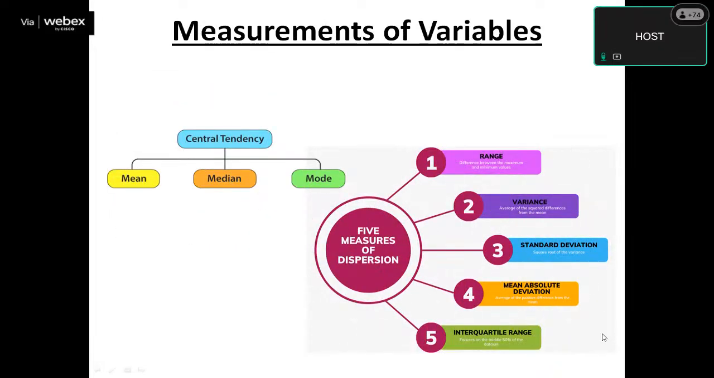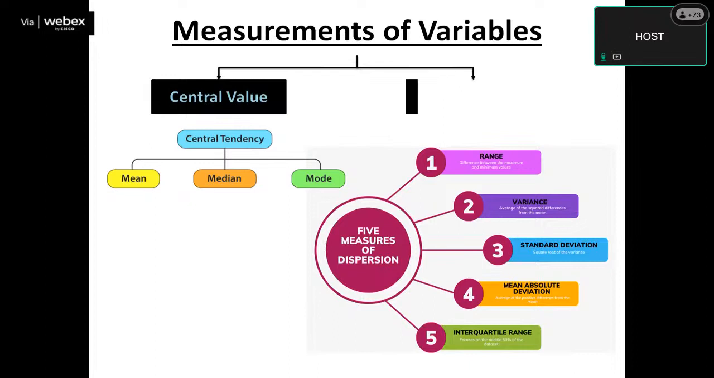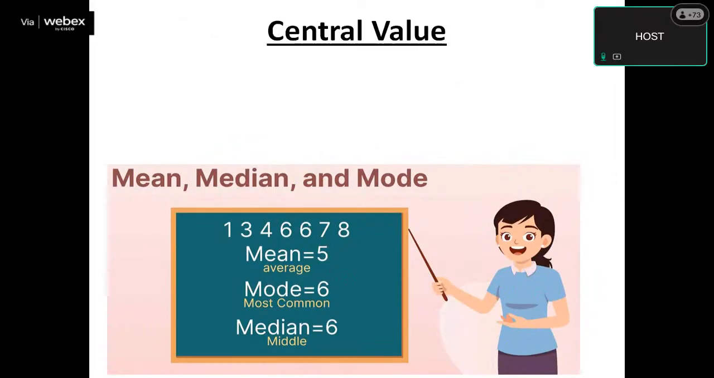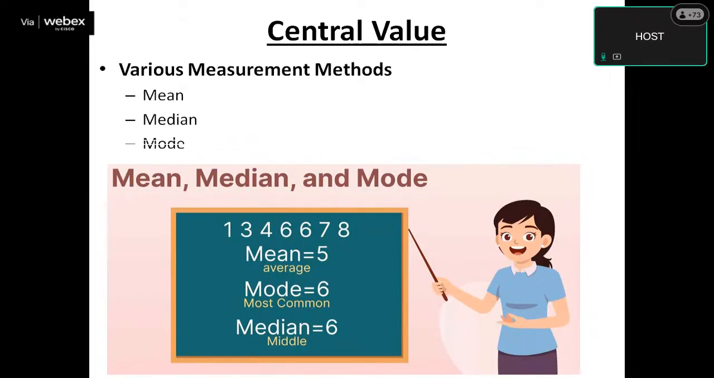Now for these variables, we have to measure, whatever data we find, its central value and how it is dispersed in a population or sample group. So let us find out how that central value is calculated. It is calculated by three methods: arithmetic mean, median, or mode.